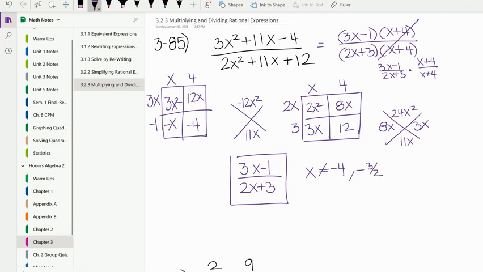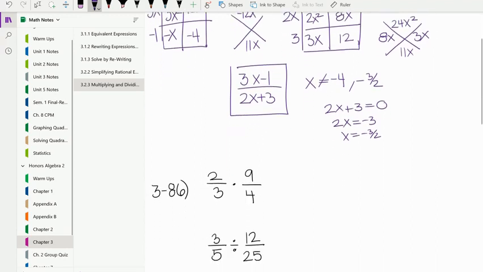I'm not showing that, but really quick, what we're actually doing is just setting it equal to 0 and seeing what would make it equal to 0. So in this case, it would be negative 3/2. So you really need to get in the habit of, anytime we're working with rational expressions in this chapter, which is pretty much all of the sections, you have to state the restricted values. Okay, so that was 85.